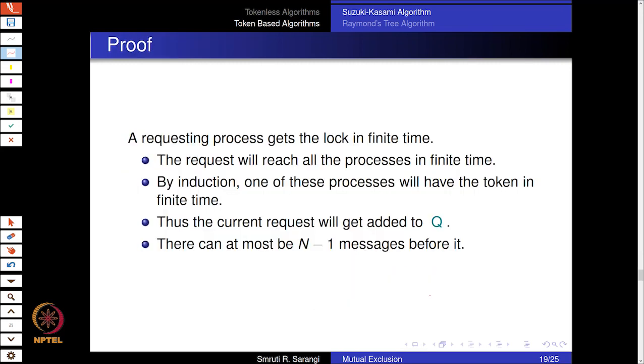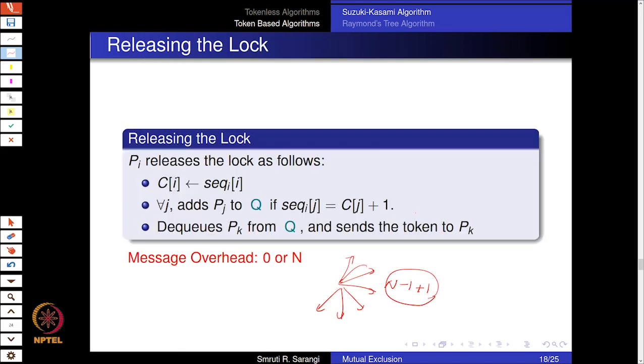So why do I say that the requesting process gets the lock in finite time? Because the request will reach all the processes in finite time. So by induction, one of these processes will have the token in finite time, because if I assume that in an n-1 node system one of them gets it in finite time, one of them will get it. That process would have seen my request.